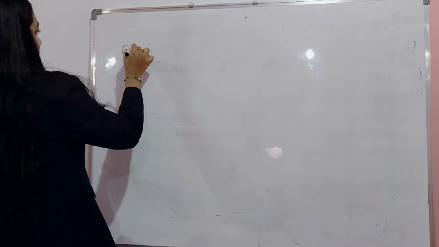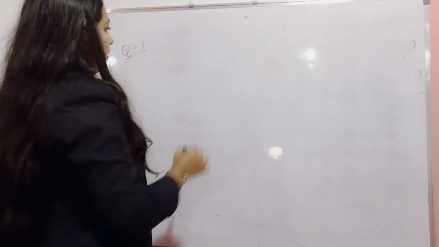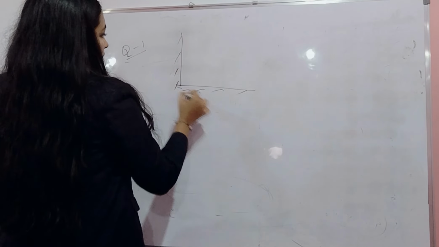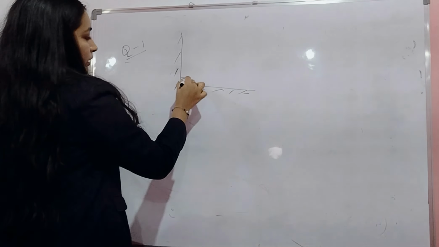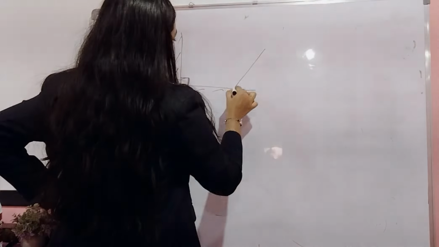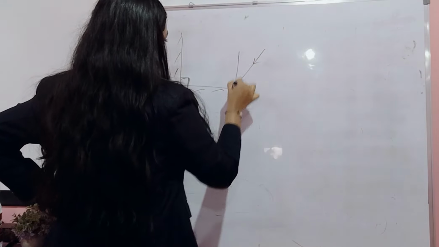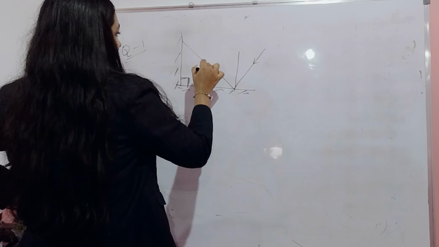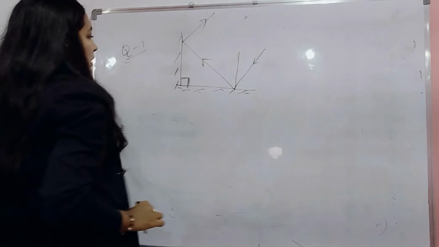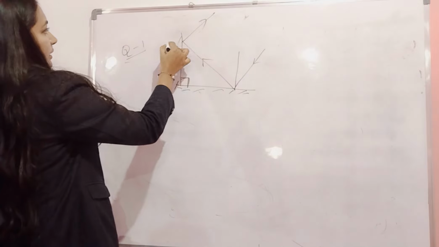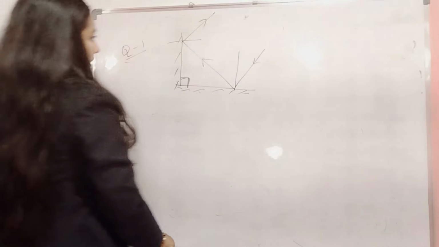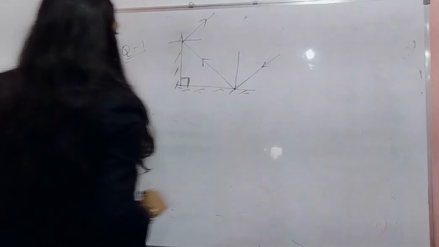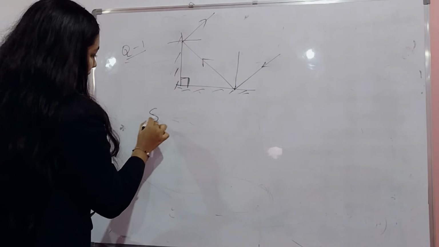Now let us do a problem. I am taking two mirrors. These two mirrors are perpendicular to each other and I am incident a light ray. Find the net angle of deviation after two reflections. Tell me what is the net angle of deviation?